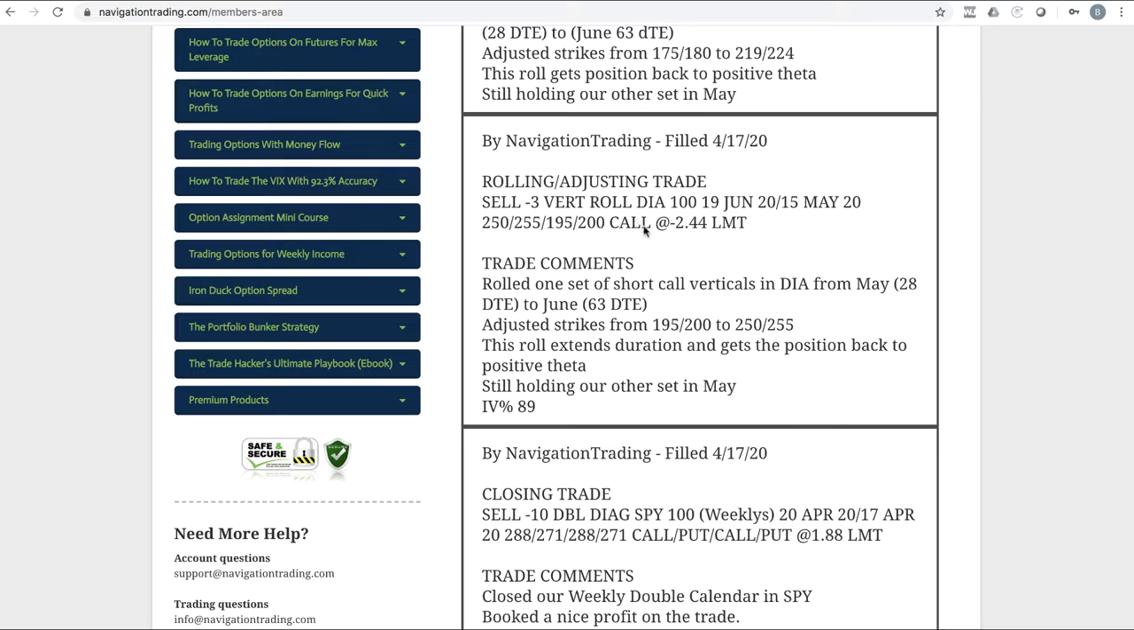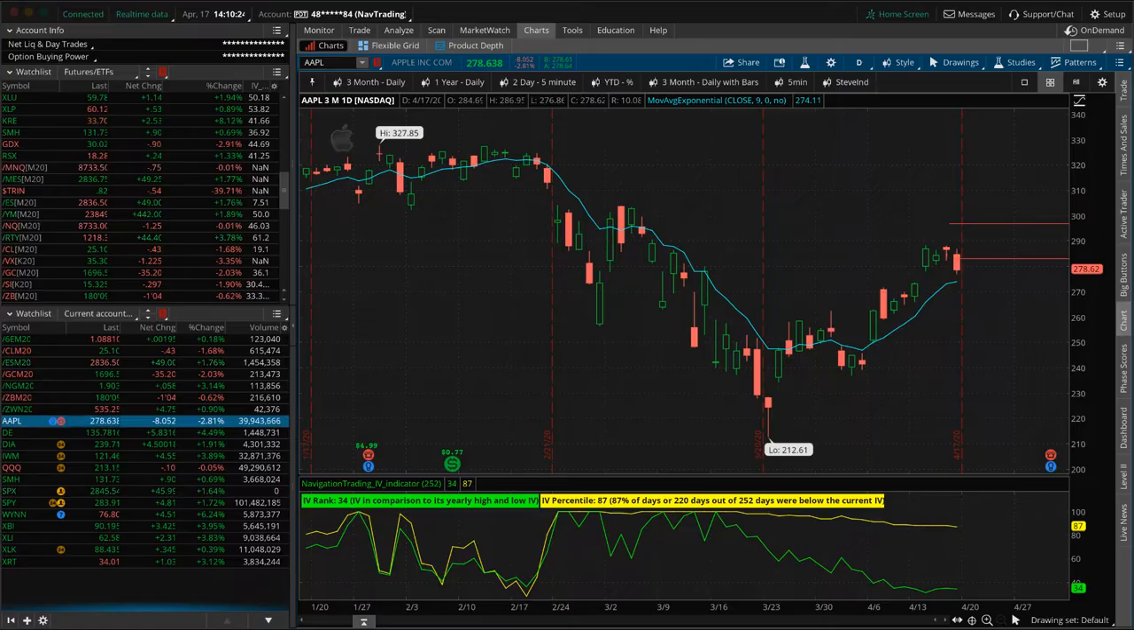Rolling and adjusting trade in DIA. So we rolled one set of our short call verticals. This one was in May at 28 days, rolled out to 63 to extend duration. Also, price was just so far out of range that I wanted to get back into range, get this back into a positive theta situation. So we adjusted the strikes as well.